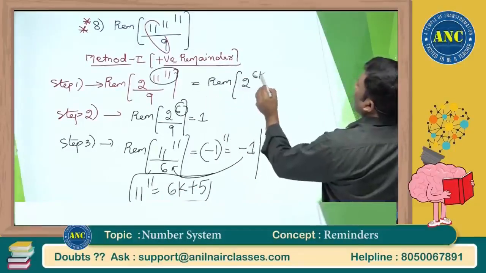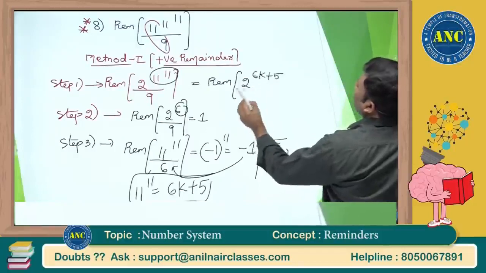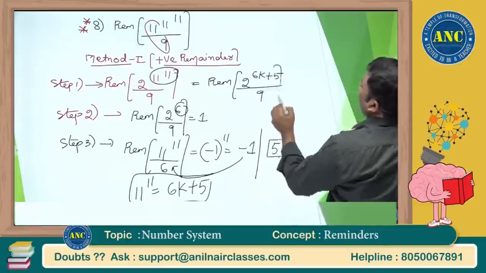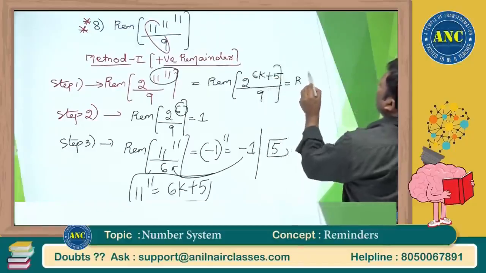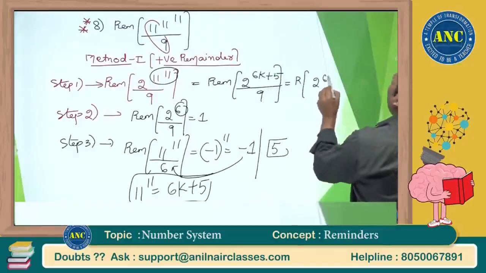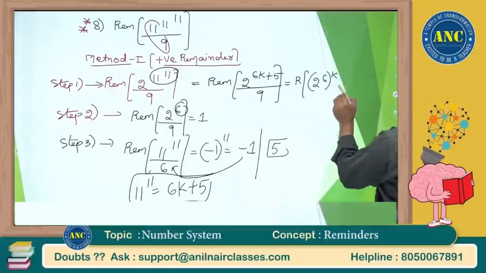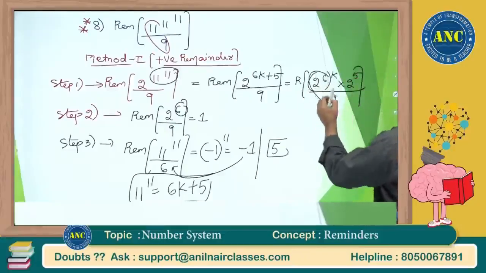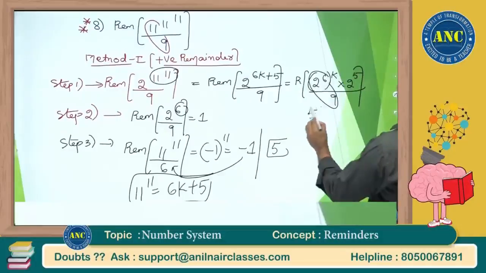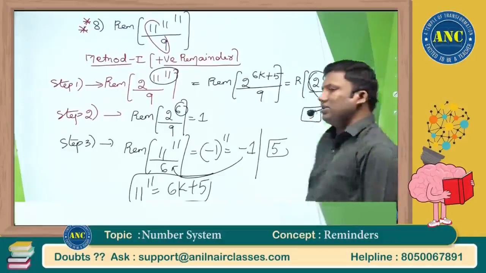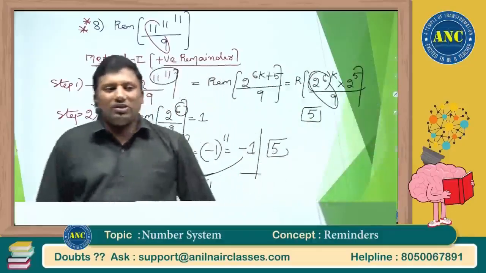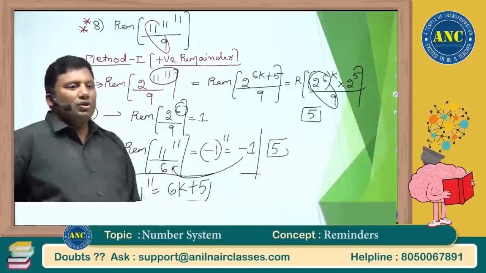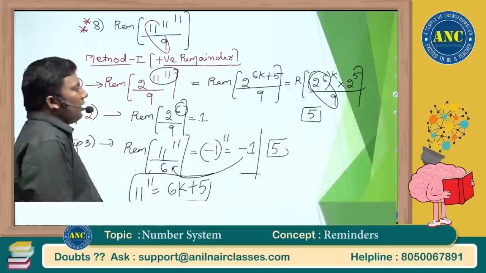2 power 6k plus 5 divided by 9. 2 power 6k can be written as 2 power 6 power k into 2 power 5 divided by 9. These give 1. 32 divided by 9. 9 threes are 27. The positive remainder is nothing but 5.